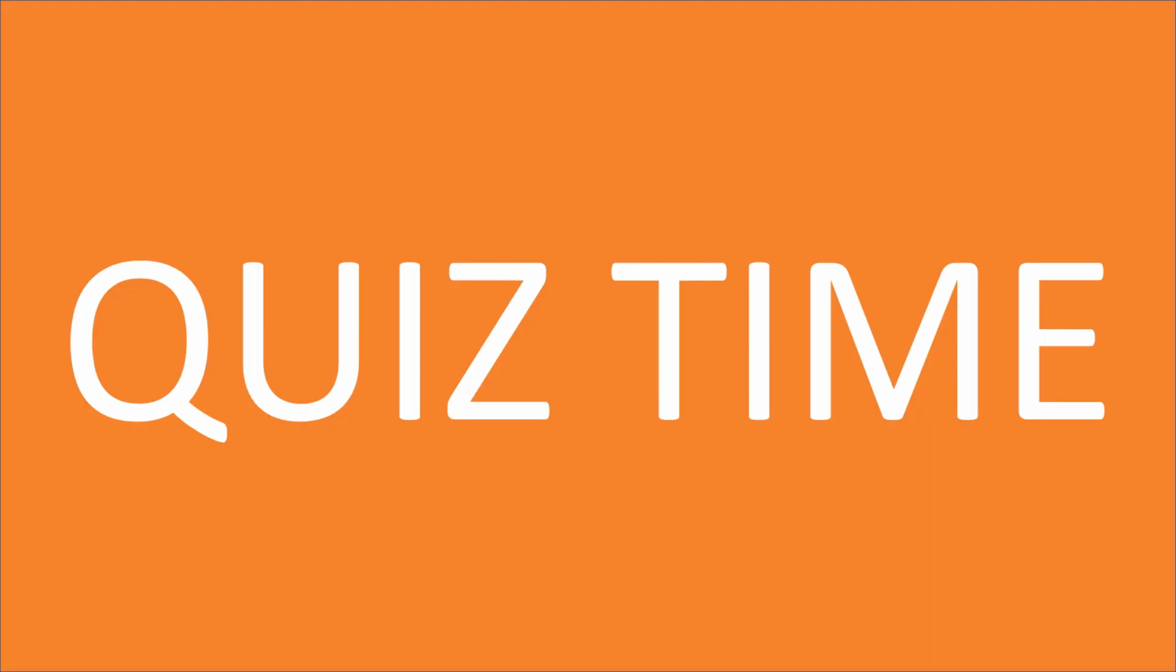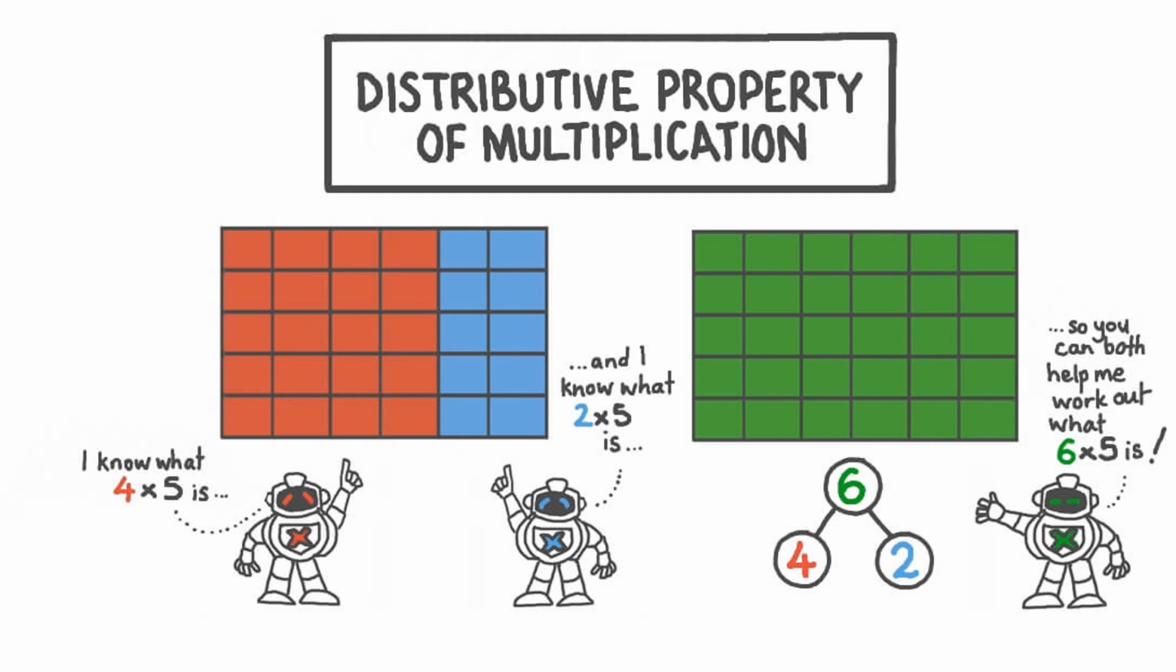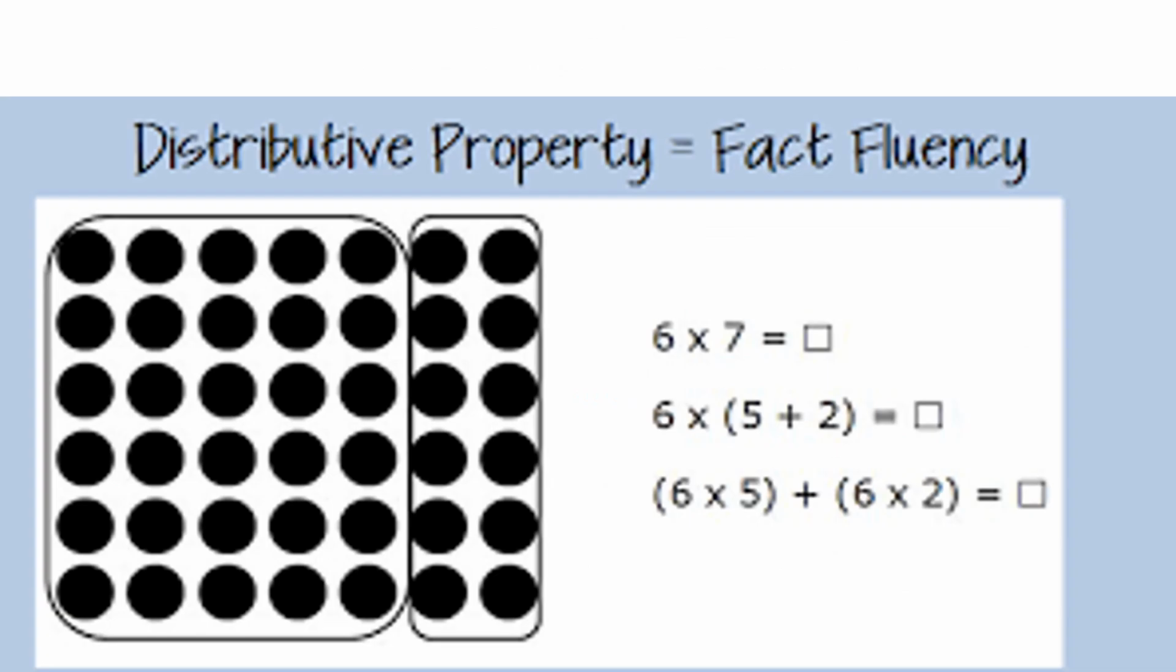Now it's quiz time for you. It is the distributive property of multiplication. It is given as 4 into 5. It is given as 2 into 5. So he wants to find the answer of how many 6? What is 6 into 5? So you have to find the answer.